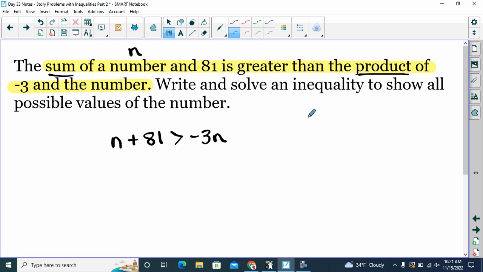We were asked to write and solve an inequality to show all possible values of the number. We wrote the inequality, it's right there. Now we need to solve it. We have n's on both sides. When I have a variable on both sides, I need to move all the variables to the same side of my inequality. We can do that either by subtracting n from both sides or adding 3n to both sides. I am going to add 3n to both sides. Negative 3n plus 3n cancels. I don't have anything over here, that's 0. 1n and 3n make 4n.